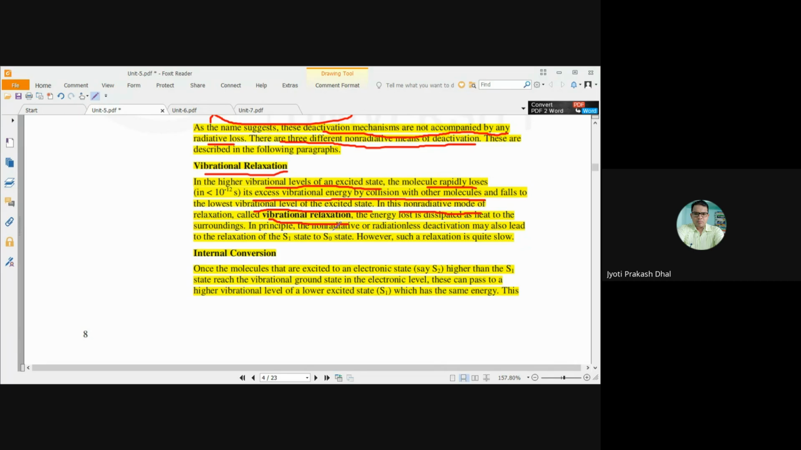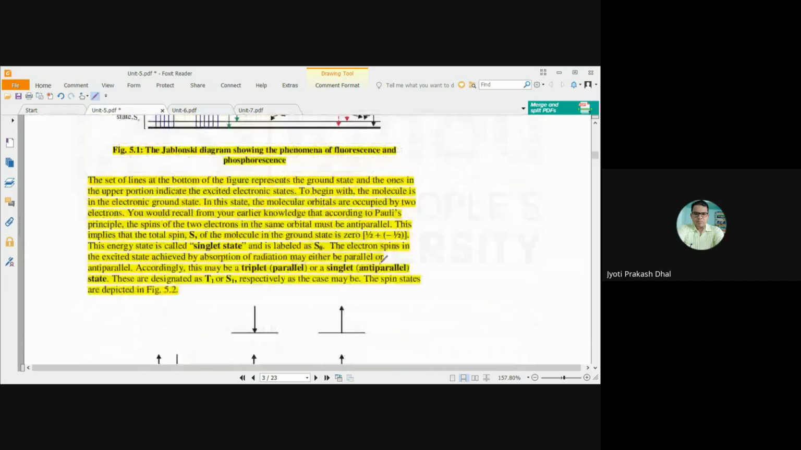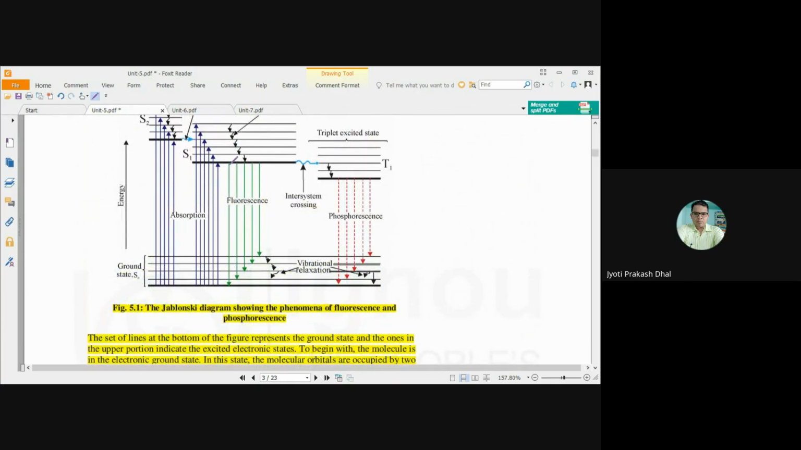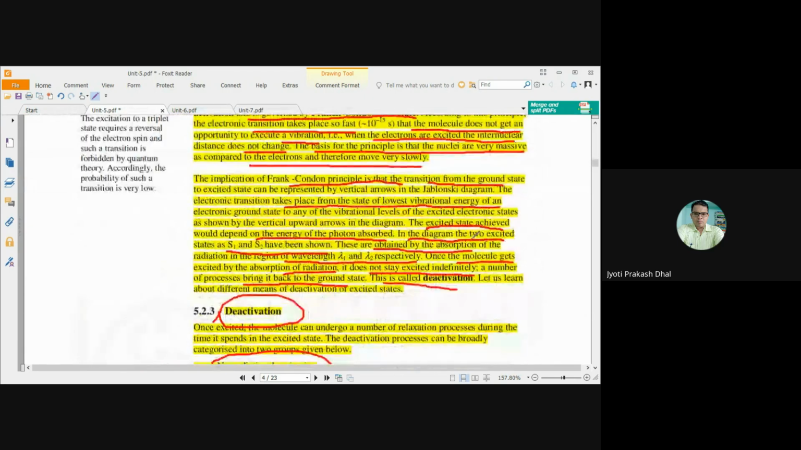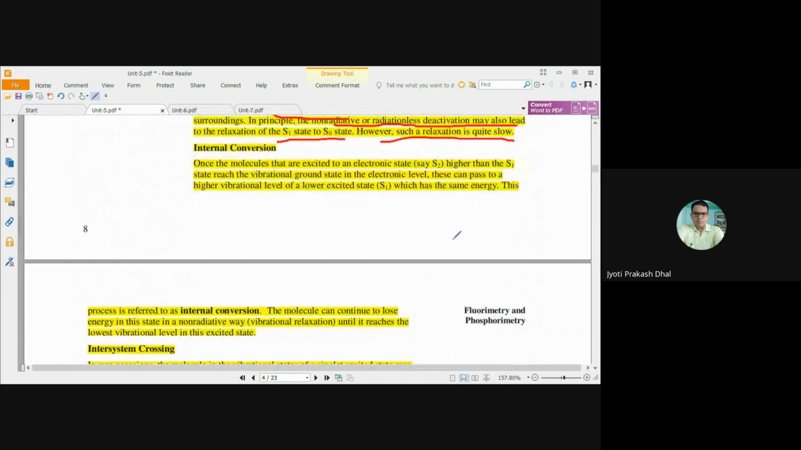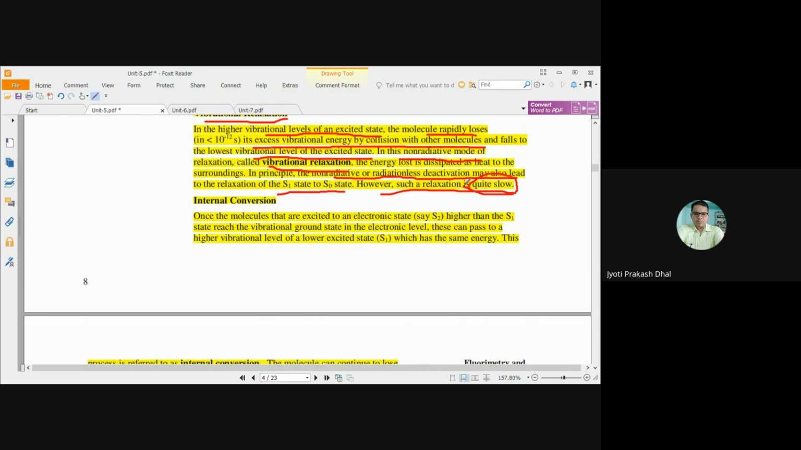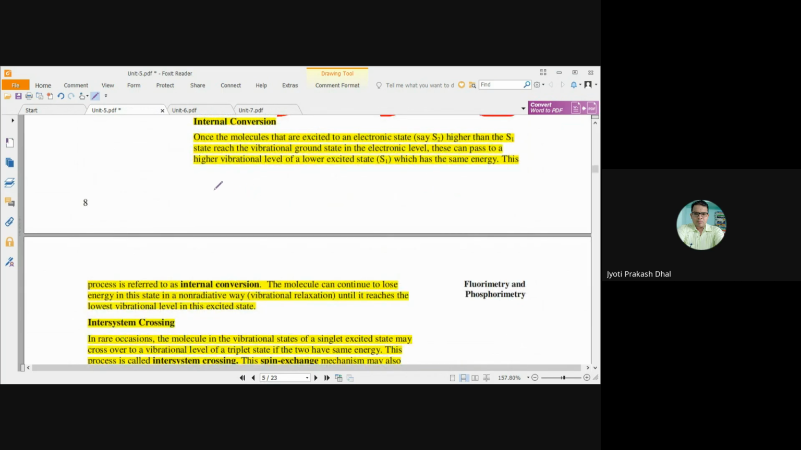In this principle, the non-radiative or radiationless deactivation may also lead to the relaxation of the S1 to S0 state. However, such relaxation is quite slow. That means a molecule from the S1 state may come back to the S0 state by non-radiative deactivation, but the process is quite slow. Another one is internal conversion, that is called IC.